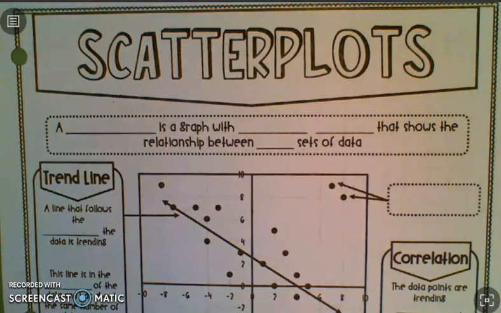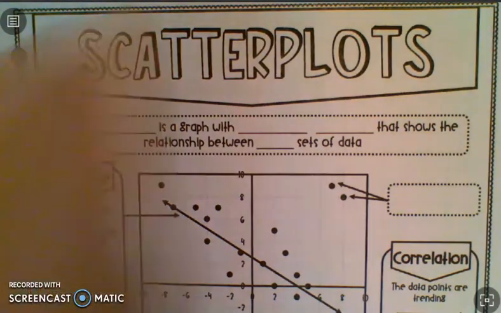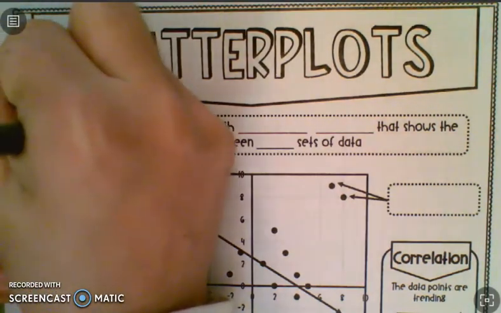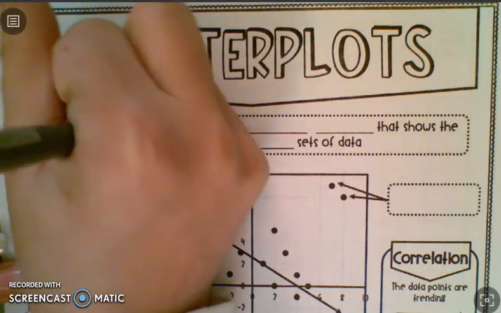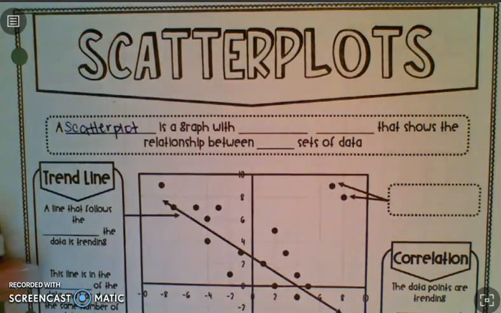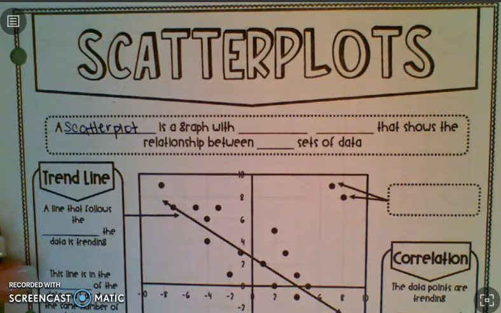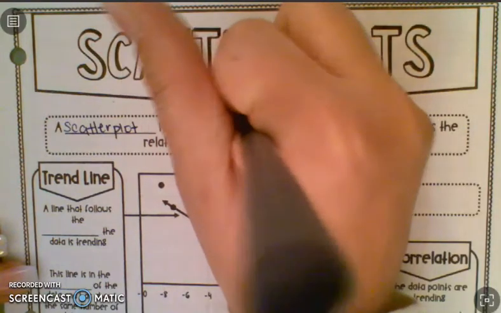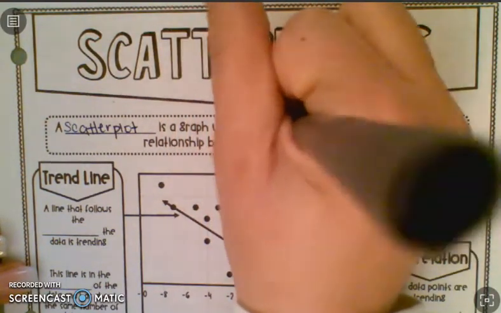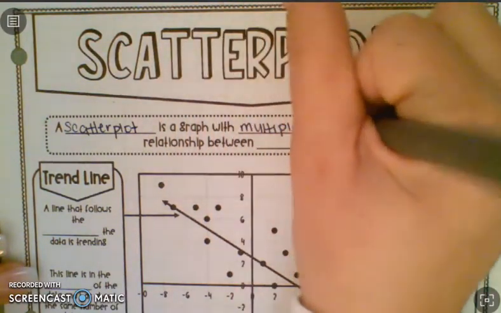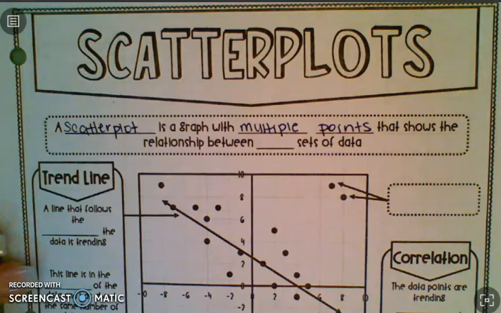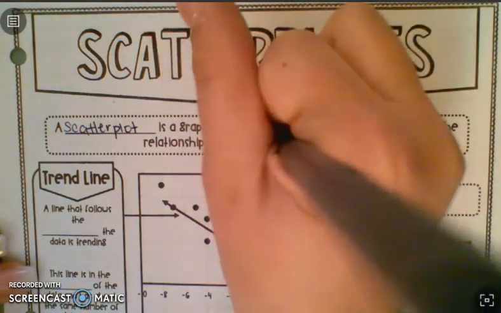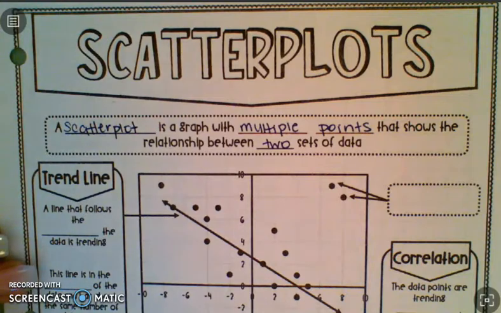This video is about scatter plots. So a scatter plot is a graph with multiple points that shows the relationship between two sets of data.